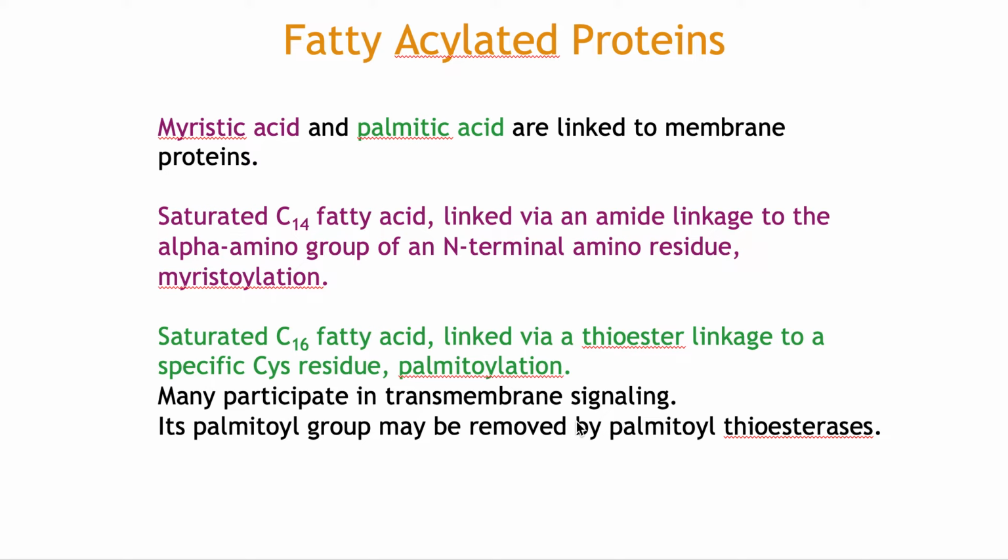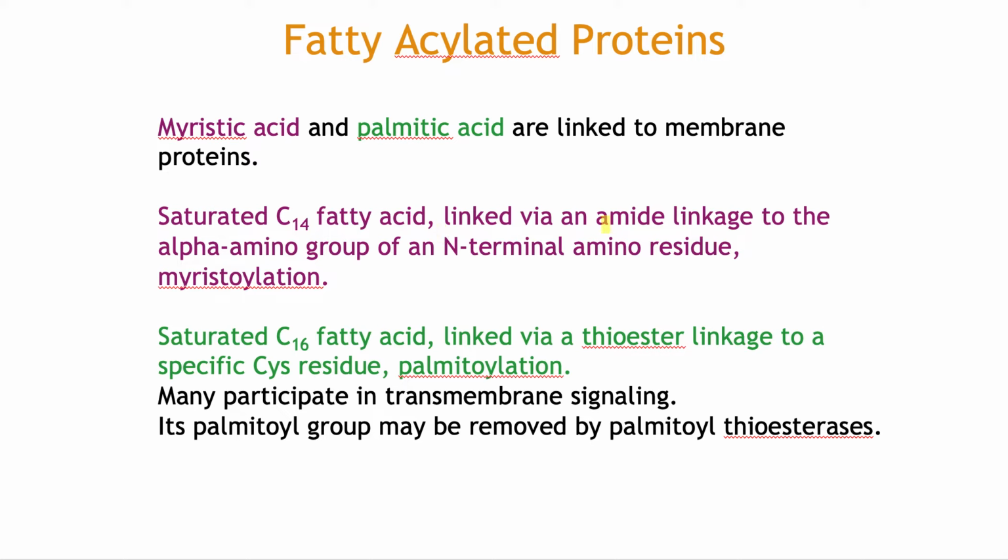Two types of fatty acids that could be covalently linked to membrane proteins are myristic acid and palmitic acid, forming what we call fatty acylated proteins. Myristic acid is a saturated fatty acid, and it's biologically rare as it's a 14-carbon saturated fatty acid. It's specifically linked to the protein via an amide linkage.